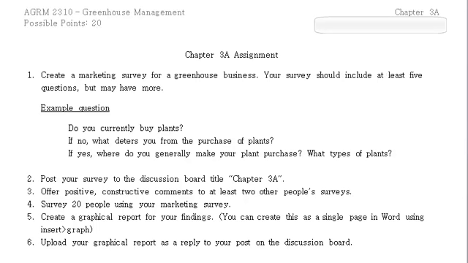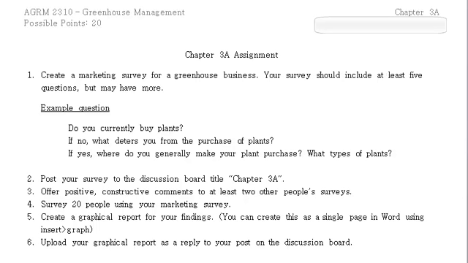So, if you look at the question here, "Do you currently buy plants?", you might respond to the other person in your class: This is a great question that you may want to ask people, but if you were to restructure it to say, "How often do you buy plants?", then you might get a better understanding of how frequent the customers are. And of course, there are lots of different routes that you could take with that.